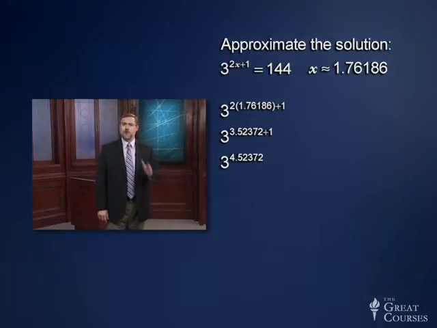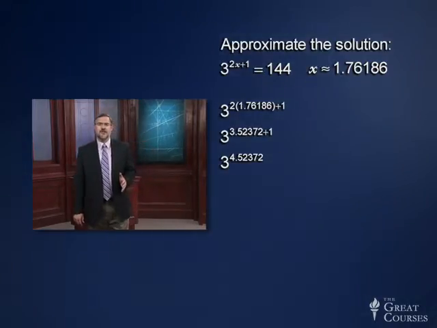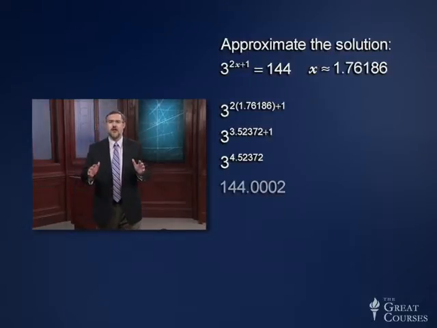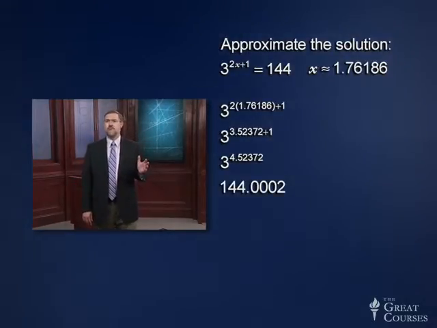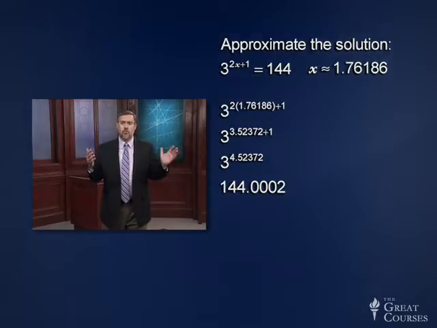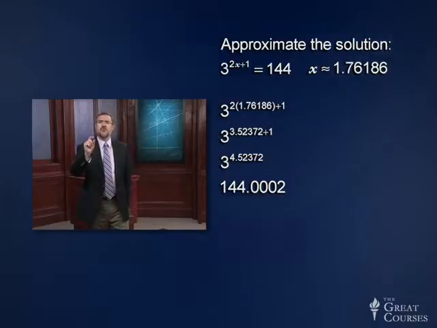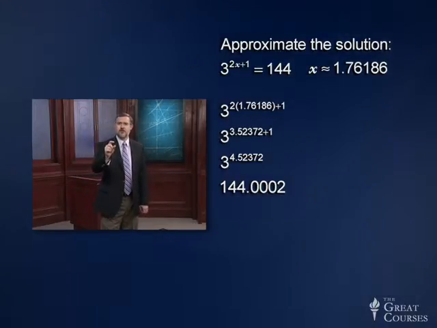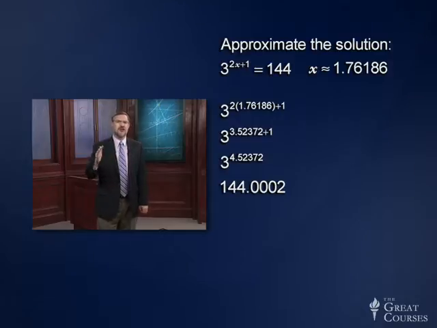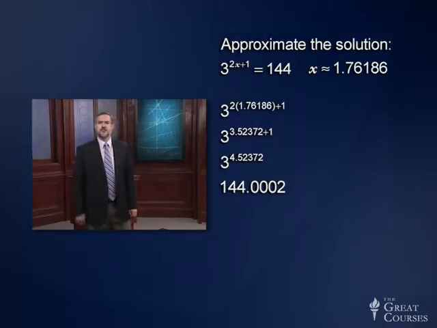4.52372. Now, if you ask a calculator to tell you what that is, it's going to give you an answer something like 144.0002 or something like this. Well, we wanted 144, so we know we're in the right ballpark. There's a little bit of error, but that's because of the approximation that we did. We know that our final answer is approximately 1.76186.